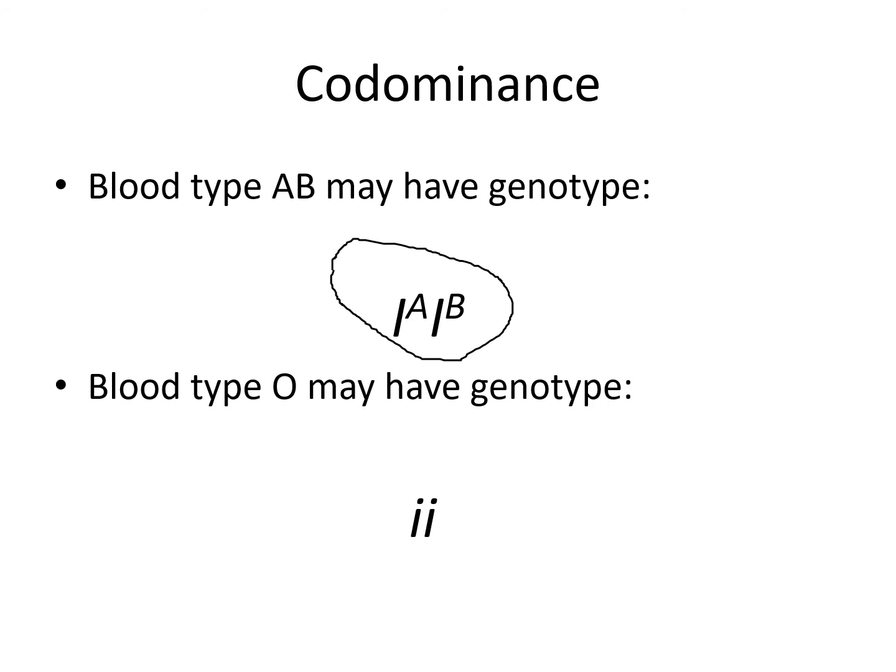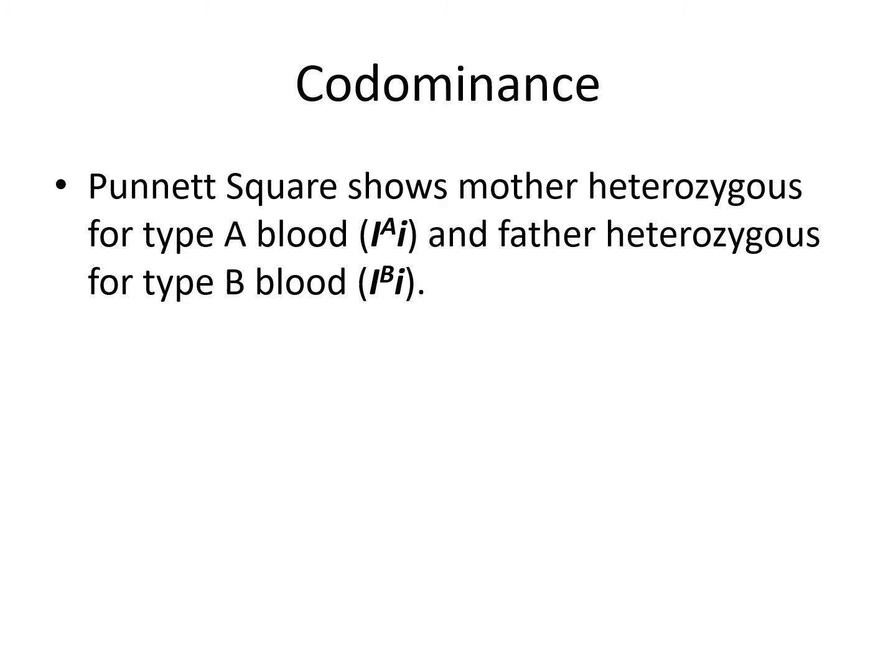Now, lastly, we have the recessive genotype. When you have little i, little i, then you have blood type O, and you have no antigens. So those are the genotypes of blood types, and they follow the codominance method of allele expression.